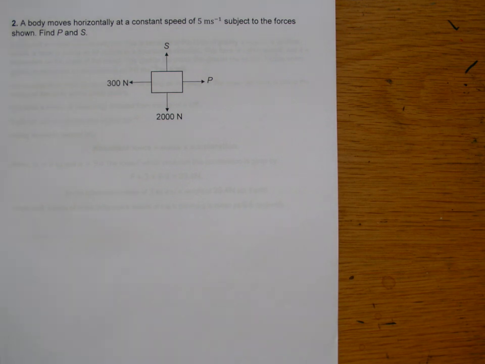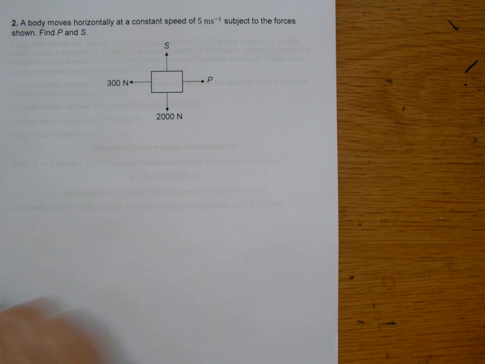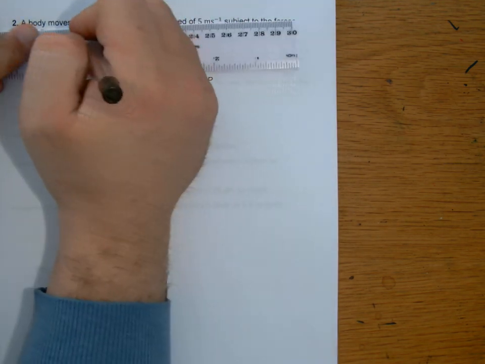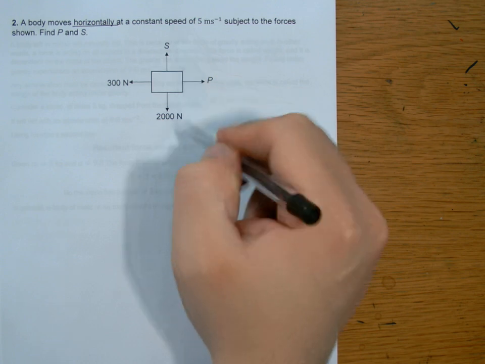A body moves horizontally at a constant speed of 5 meters per second, subject to the forces shown. Find P and S. Okay, so firstly, we just need to recognize that word there, that it's moving horizontally. So vertically, there is no movement at all.